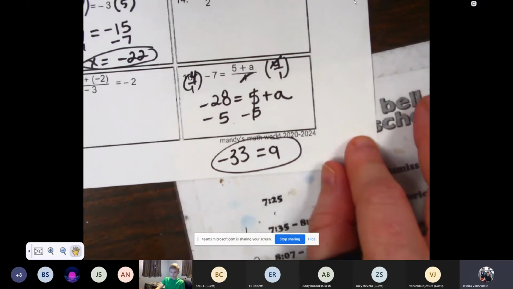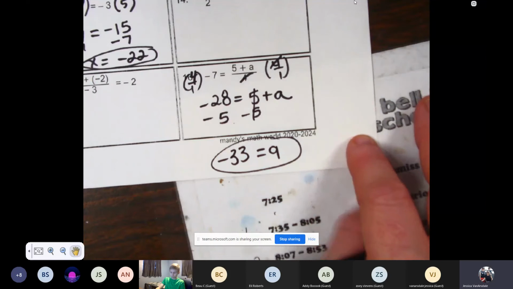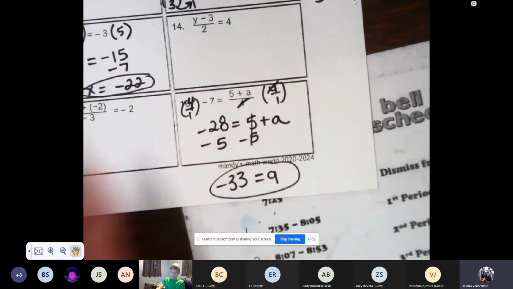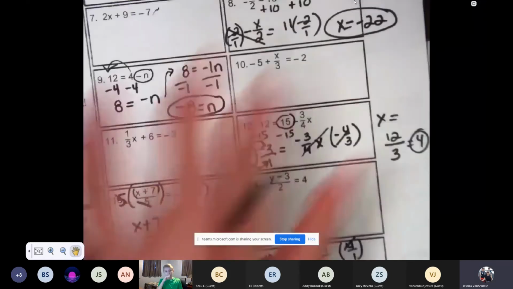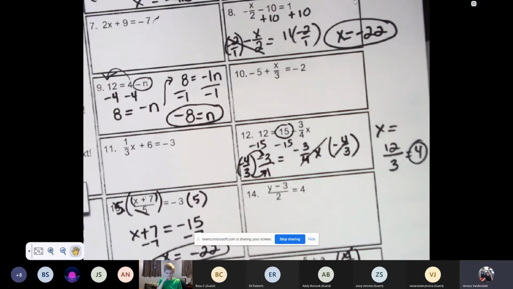Okay, we've done half of these together. The only thing that you have to do this week is finish this page and make sure you get your Mathia finished. I haven't put the grades in yet.